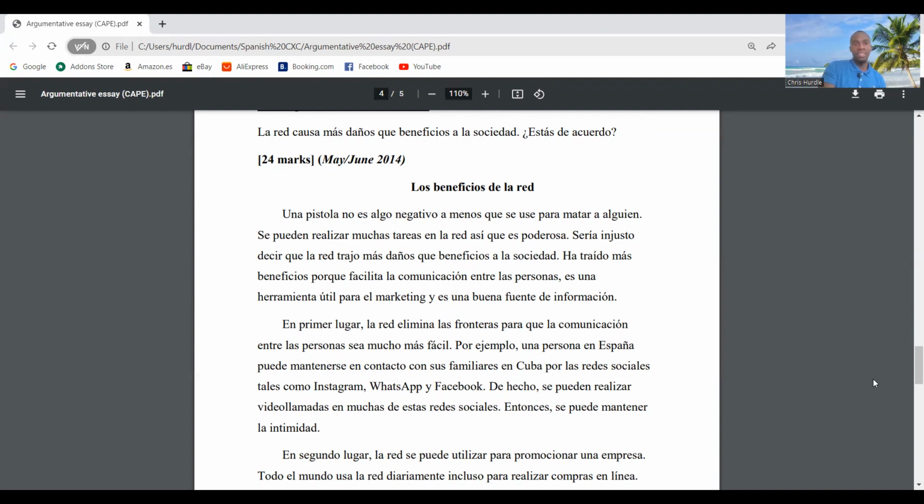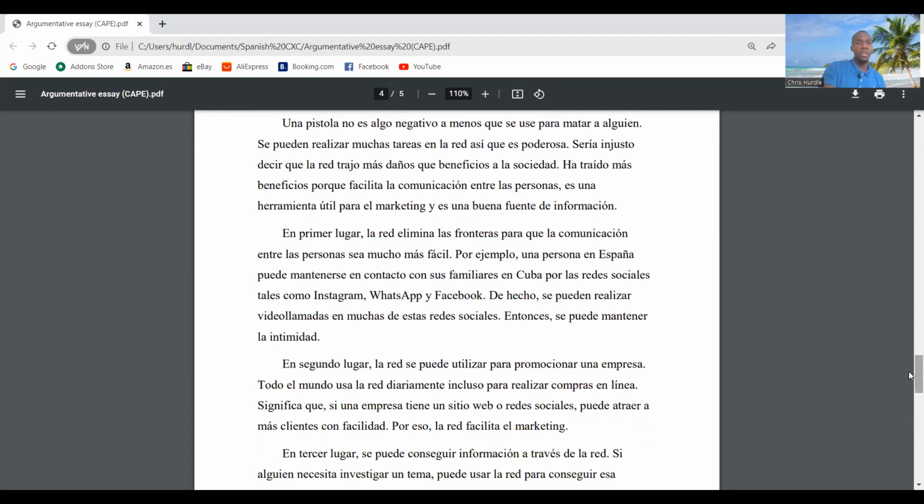Ha traído más beneficios, so we get into our thesis, ha traído más beneficios porque facilita la comunicación entre las personas, es una herramienta útil para el marketing y es una buena fuente de información. It has brought more benefits because it facilitates communication among persons. It is a useful tool for marketing, and it is a good source of information.